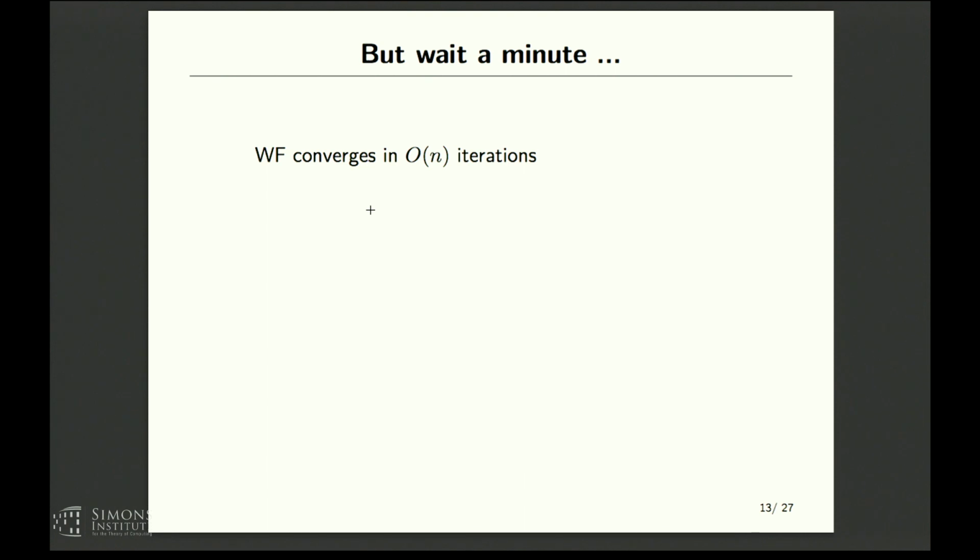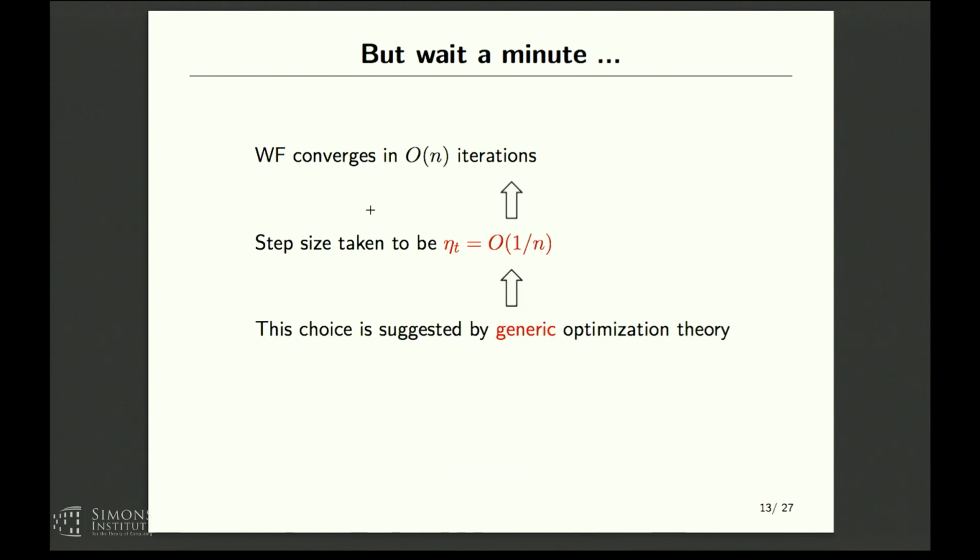So let's take a closer inspection of this problem and see what's happening. For Wirtinger flow, we say it's slow because it converges roughly within n iterations. The reason is that the step size is very small. We take the step size according to the smoothness parameter, which in this case is 1 over n, so it's a vanishingly small step size. This choice is essentially suggested by generic optimization theory, or put another way, by worst-case optimization theory. And the question is whether this kind of theory really captures what's going on, at least in this problem.